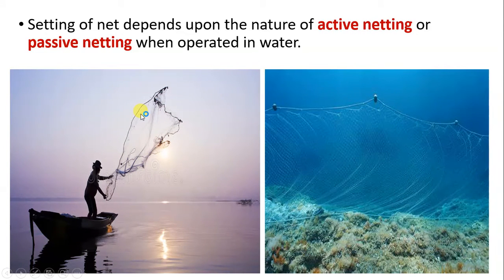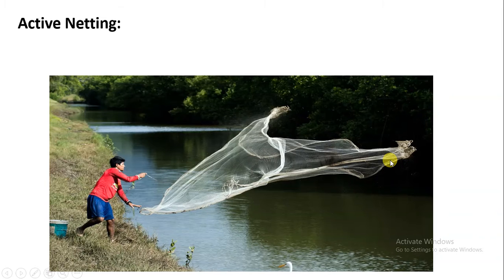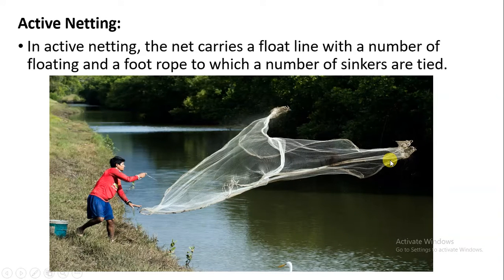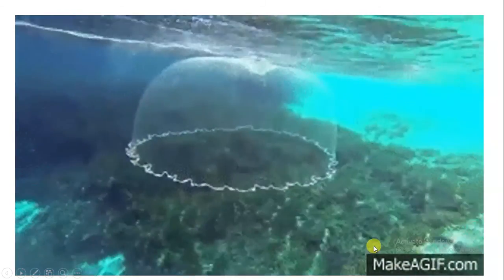Here जब हम नेट की बात कर रहे होते हैं here the net it depends upon the nature. या तो फिर net active netting type होगा या तो फिर net passive netting होगा. It is obviously operated in the water. So first we'll talk about the active netting. ये जो active netting है so जब भी इसे पानी में डाला जाएगा here it carries a float line जहाँ पर कुछ floating objects present होंगे and the net it is going to go deep into the water with the help of the sinkers जो कि foot rope में present होंगे. So this is how the active netting it is going to work.